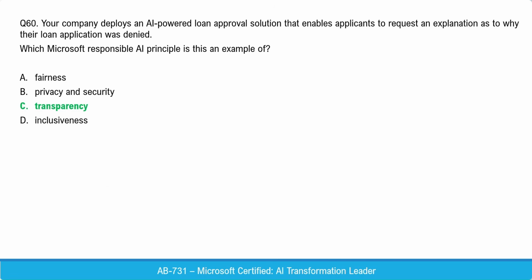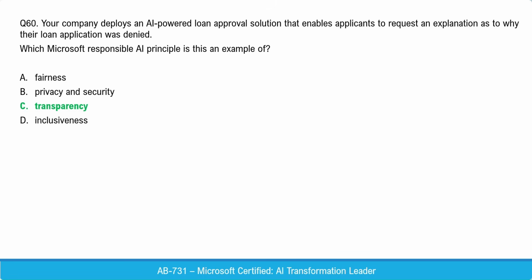See, the key requirement here is that the applicants can request an explanation for why the loan application was denied. This is very important because many AI systems can behave like black boxes where users do not even know how decisions are made. Transparency addresses exactly this kind of problem. It ensures that AI systems provide clear and understandable explanations for their decisions. In a loan approval scenario, this could include factors like credit history, income level, or risk assessment.